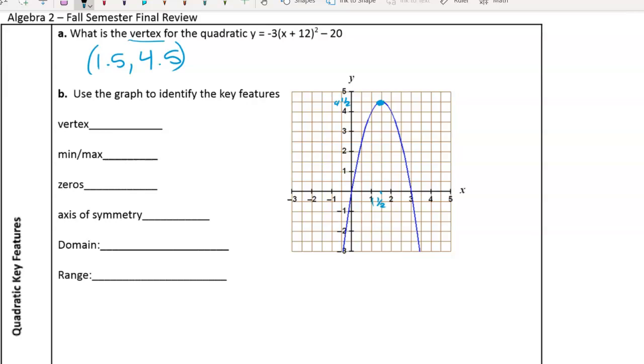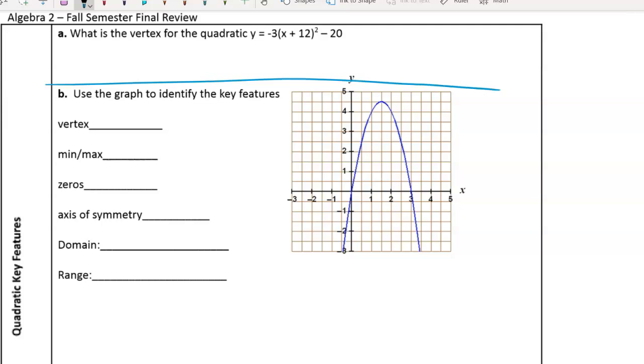Oh, my mistake, guys. I was thinking this graph had to do with this function here, but the graph is for part B, and this quadratic doesn't have anything to do with that graph there. So looking at the quadratic function, here's our h, here's our k. We know vertex is (h, k). So our vertex here would be (negative 12, negative 20).